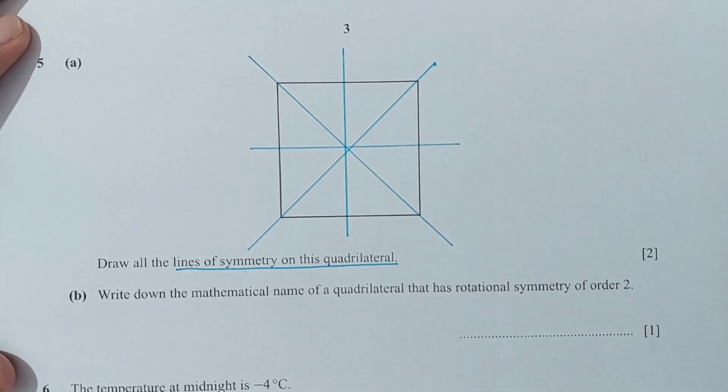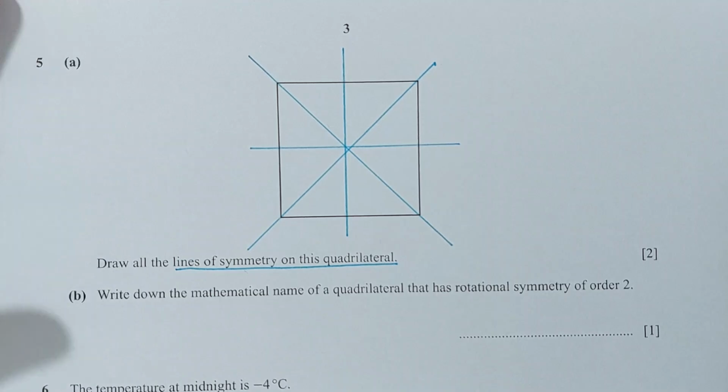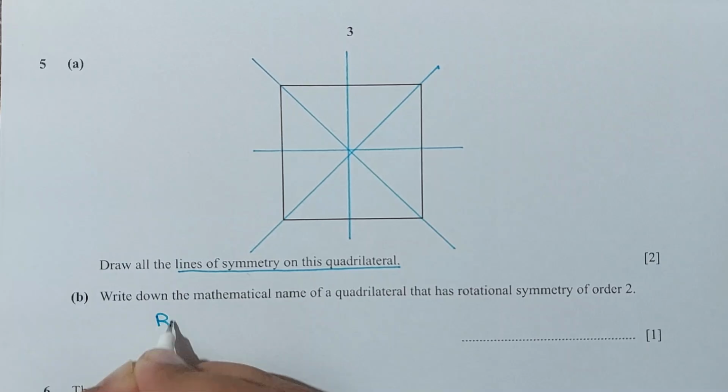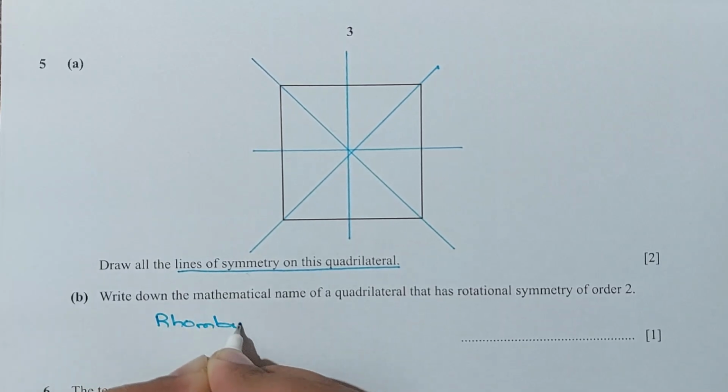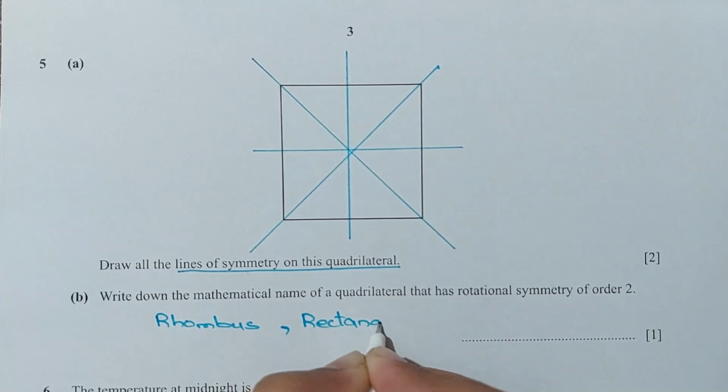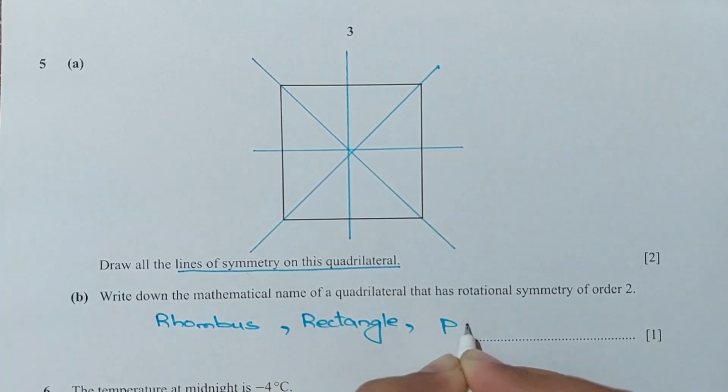Now for part B, write down the mathematical name of the quadrilateral that has a rotational symmetry of order 2. Which quadrilateral has a rotational symmetry of order 2? It can be a rhombus. Rhombus has a rotational symmetry of order 2. Rectangle has a rotational symmetry of order 2. Parallelogram as well, right? So you can pick any one. Rectangle is the easiest one.